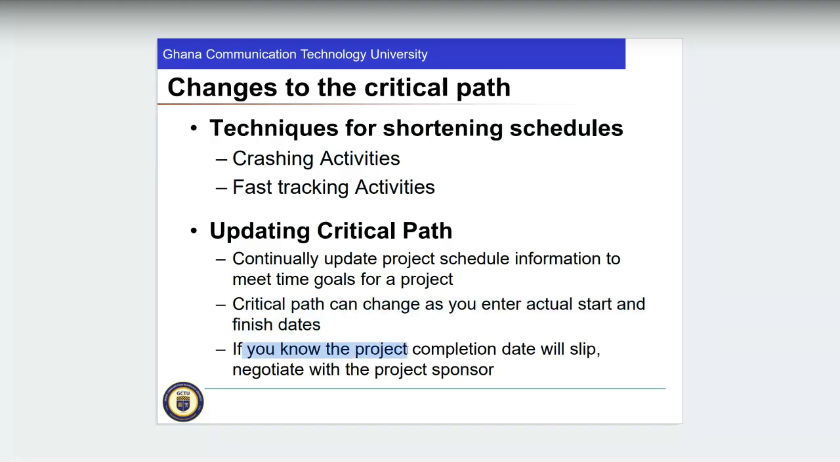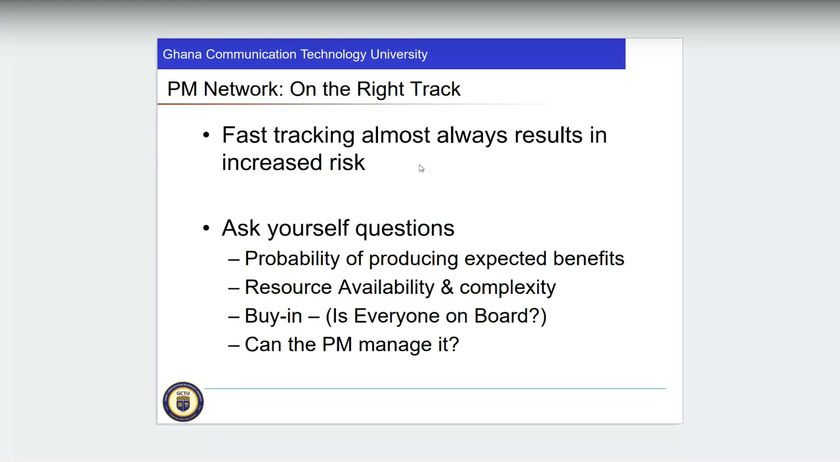If you know the project completion date will slip, negotiate with the project sponsor. If you know that the project completion date is going to have a bit of delay, just let them know, so that they know we agree that you will deliver on this particular date. Just keep project management on the right track.